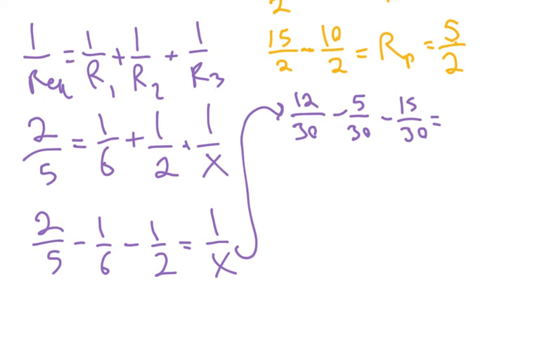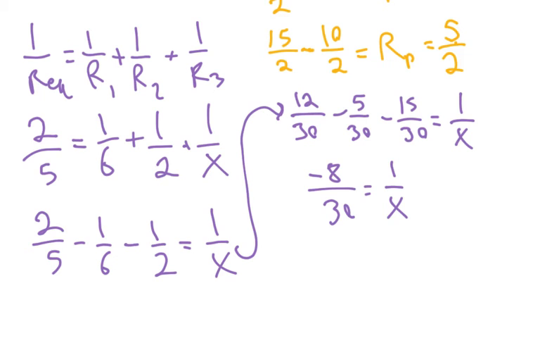And this is going to be equal to 1 over x. So 12 minus 5 minus 15 equals 1 over x. Now, I'm going to stop right now and say I picked bad numbers. I picked numbers that don't make sense and don't exist, apparently, which is possible if you're making things up on the spot. So we're going to get a negative resistance, and that's not possible in the real world, but it's possible in math land. So 12 minus 5 minus 15 is going to be negative 8 over 30 equals 1 over x.